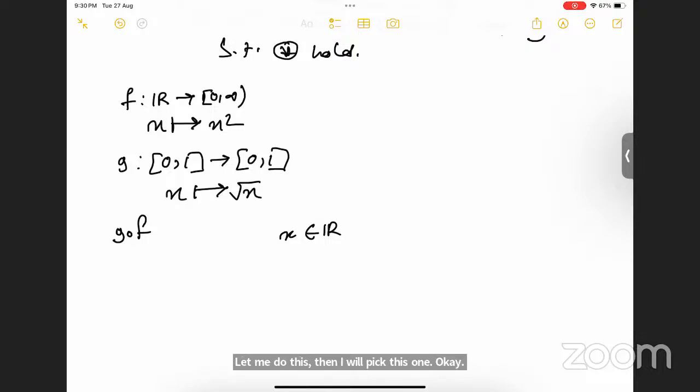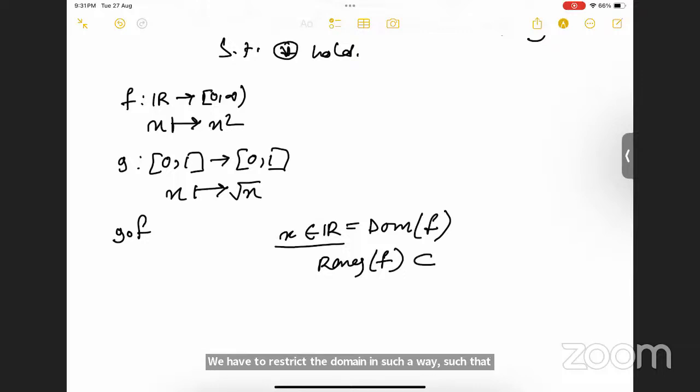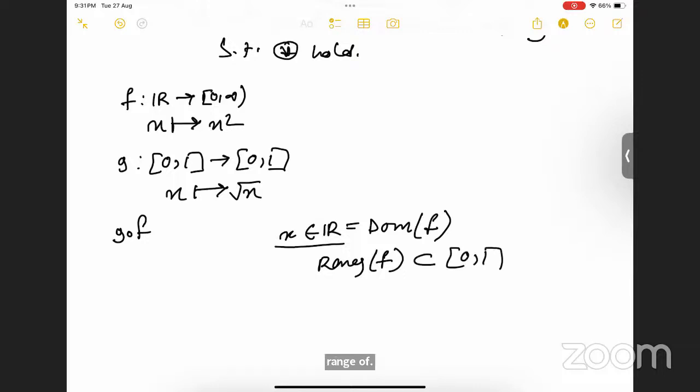This is our first condition, that x belongs to R, meaning domain of f. Now we have to restrict the domain in such a way that the range of f becomes a subset of [0, 1], that means domain of g. This is the first step, and this is the second step.